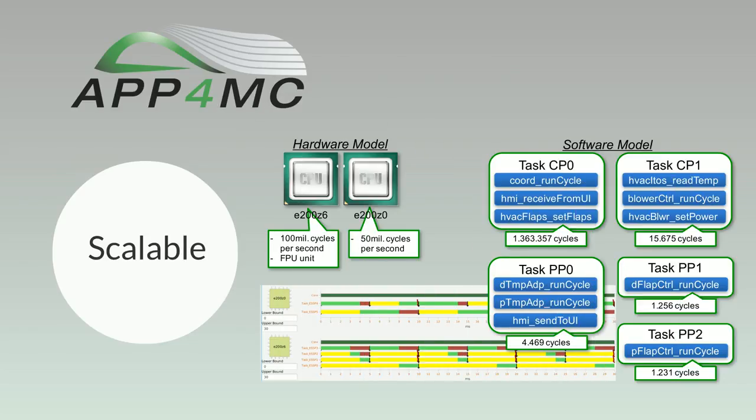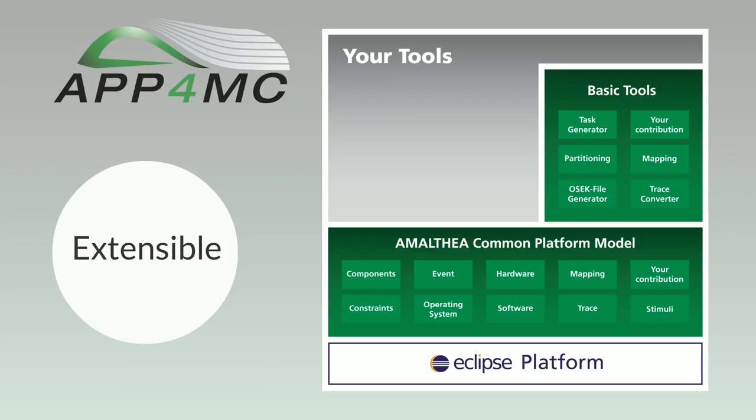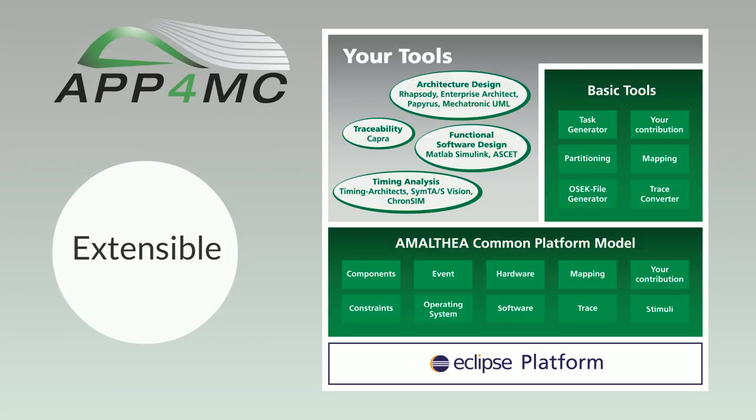App4MC can scale up to tens of thousands of labels, thousands of runnables, and hundreds of tasks. It is able to help you to forecast and analyze software performance in relation to new or existing hardware. The platform is not only scalable, but it is extensible. In addition, it is compatible with a range of company-specific internal tools and open-source or proprietary tools, including Doors, TraceCompass, and the tool suite from Timing Architects.